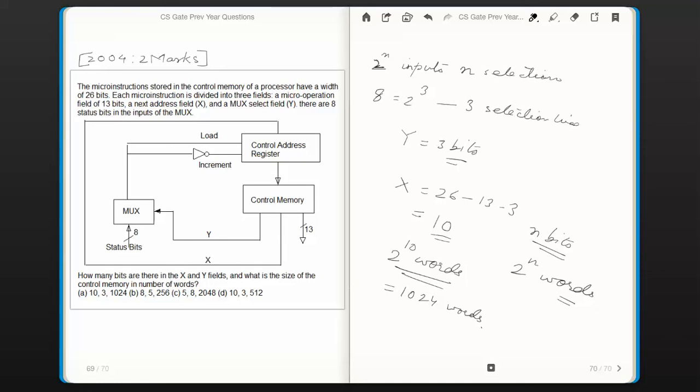So here we need to select an option. First, how many bits are there in X? The number of bits in X is 10, the number of bits in Y is 3, and the size of the control memory is 1024. So 10, 3, 1024, that is option A, which is correct.